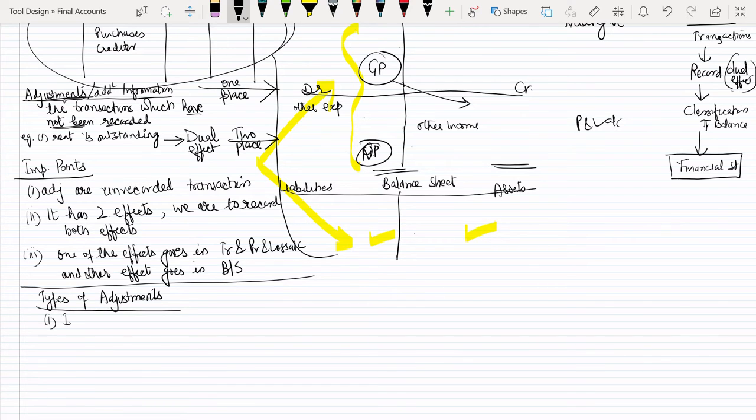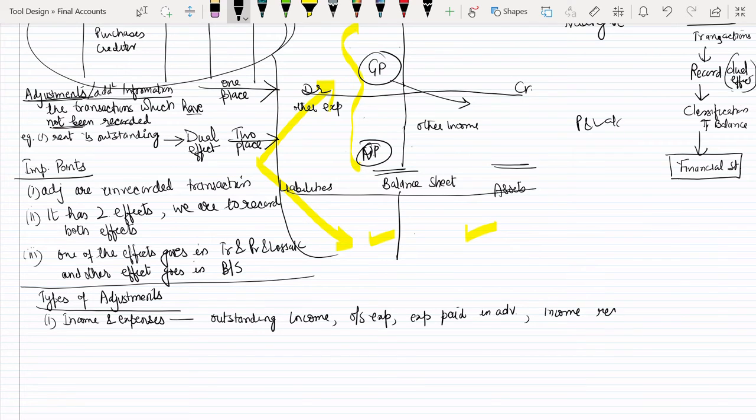One is adjustments relating to income and expenses. There are four adjustments here: outstanding income, outstanding expense, expenses paid in advance, which we call prepaid expenses, or incomes received in advance, or pre-received income. All right.